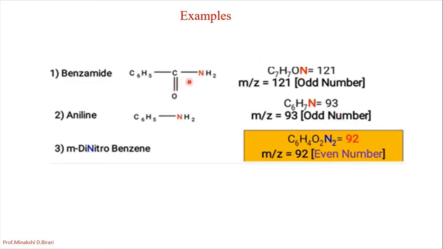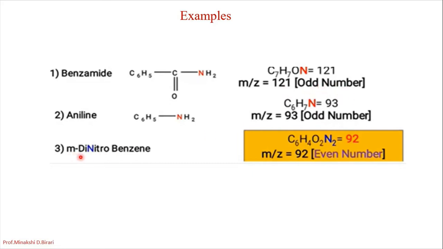So if the mass of the molecule is odd, then the number of nitrogens present in the molecule should be odd. Here, one nitrogen, that is an odd number of nitrogens, and the molecular ion peak is observed at m by z 93 and also at 121. Both values are odd numbers.